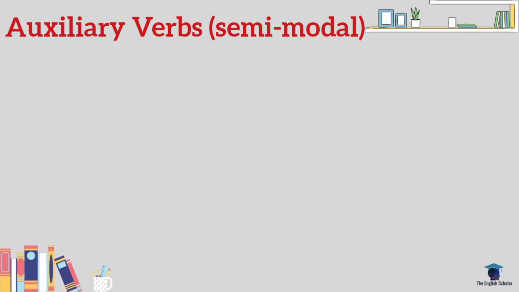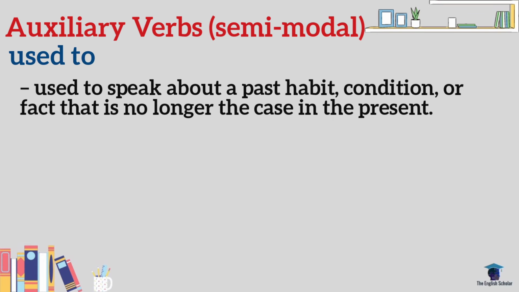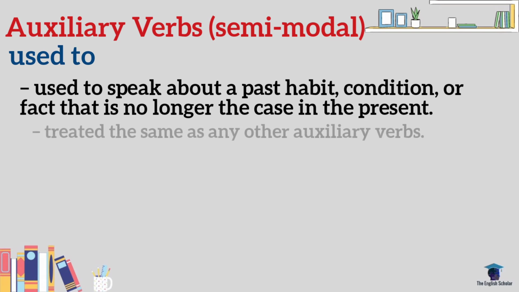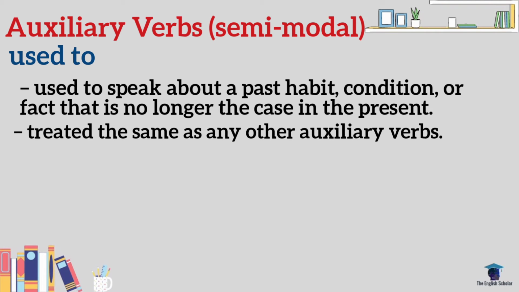Let's have the third one, used to. Used to is used when we speak about a past habit, condition, or fact that is no longer the case. We can use the semi-modal used to with the base form of the verb. Same with need and dare. It needs not to be based from its subject. It should be left at its original form along with its main verb.